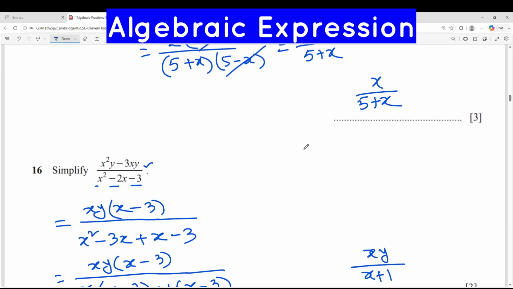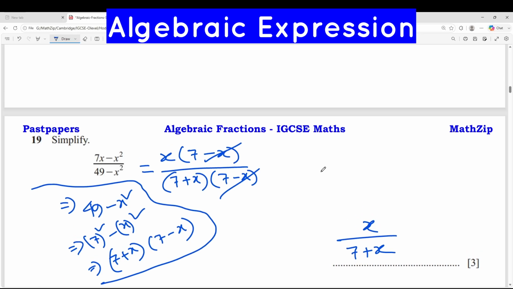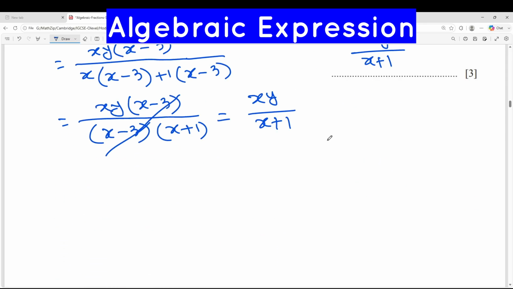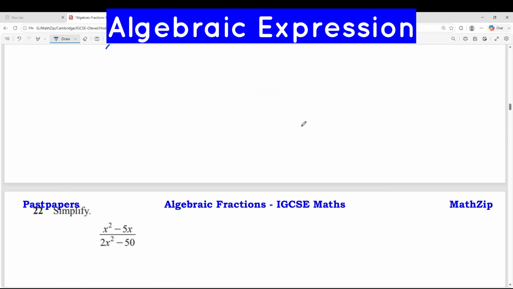So we are trying to solve past paper based on algebraic fraction. This video I am trying to solve several factorization. Next video we also try to solve different types of math based on algebraic fraction.